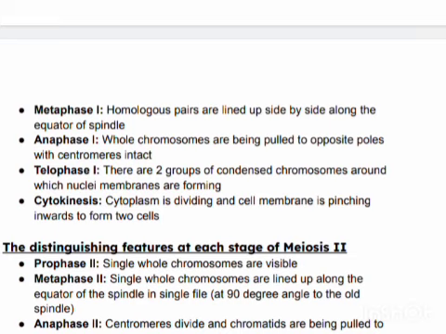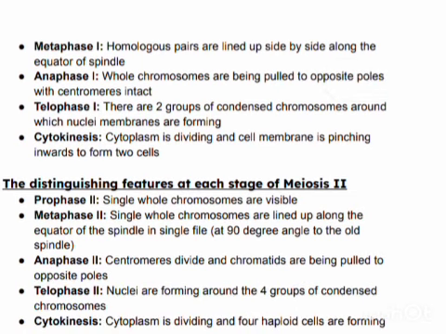not a pair of homologous chromosomes, just single whole chromosomes. In anaphase 2, the centromeres are going to divide and chromatids are being pulled to opposite poles. In telophase 2, nuclei are forming around the four groups of condensed chromosomes. And in cytokinesis, the cytoplasm is dividing and four haploid cells are forming.